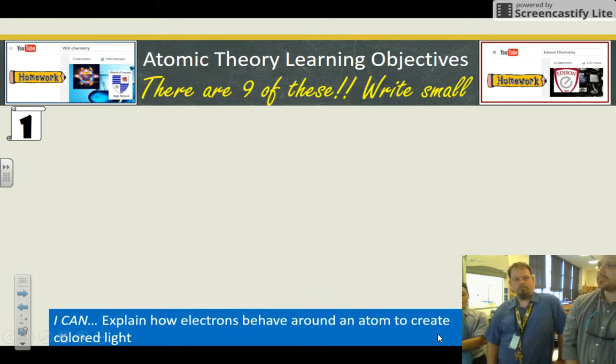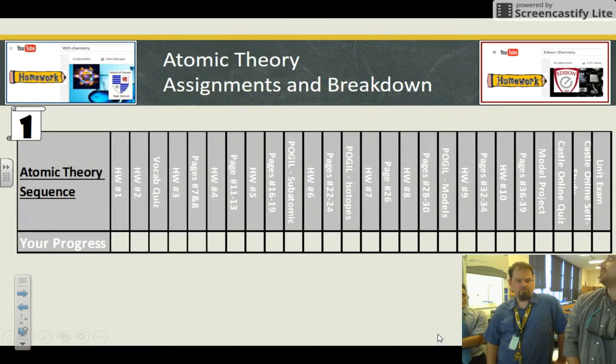I can explain how electrons behave around an atom to create colored light. Fireworks, how do those work? Fireworks, neon signs, even fluorescent tube lights.